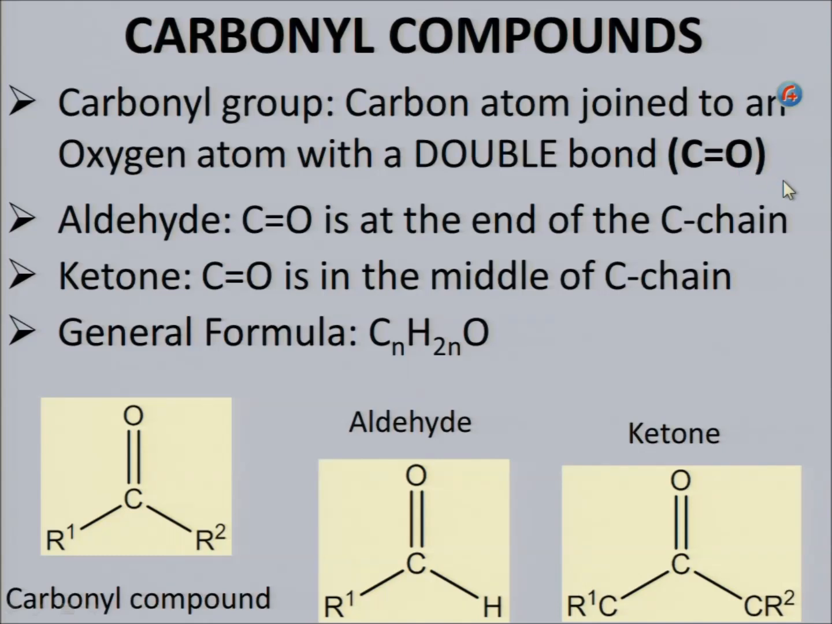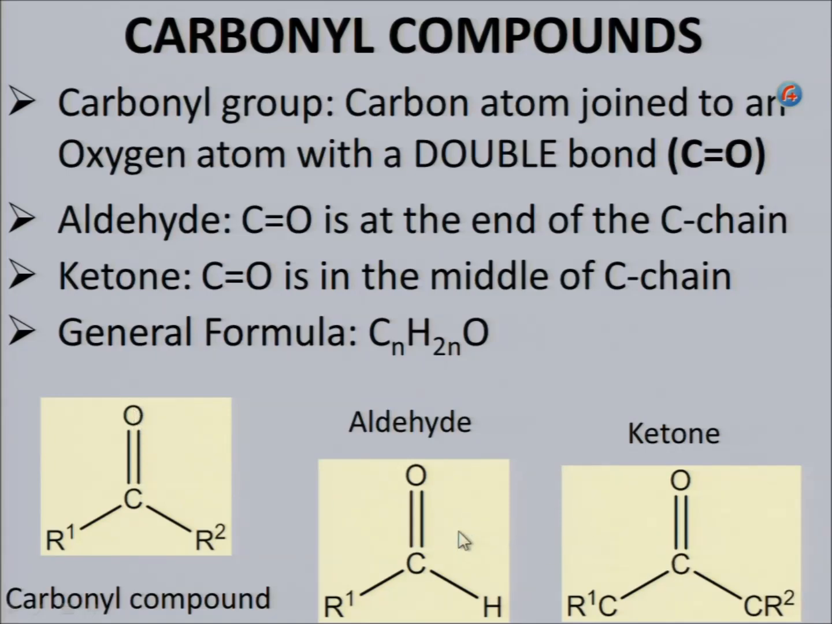Now you have the first two types of carbonyl compounds, which are aldehydes and ketones. An aldehyde is where the CH moiety is at the end of the carbon chain. A ketone is where the C=O carbonyl group is in the middle of the carbon chain. The general formula is CnH2nO.